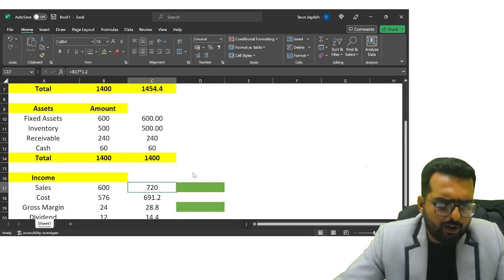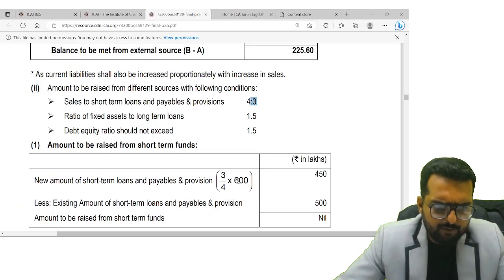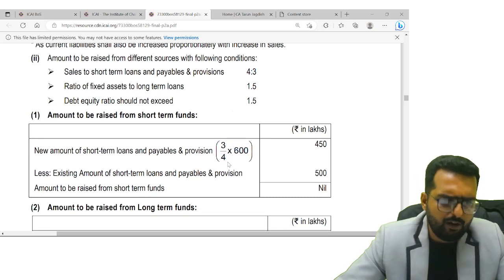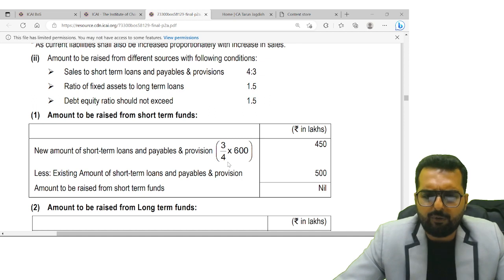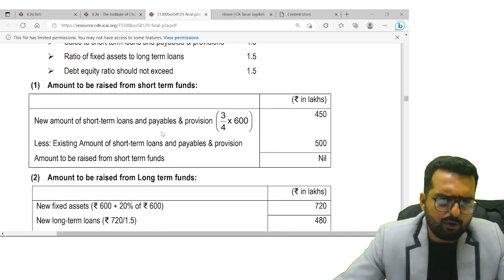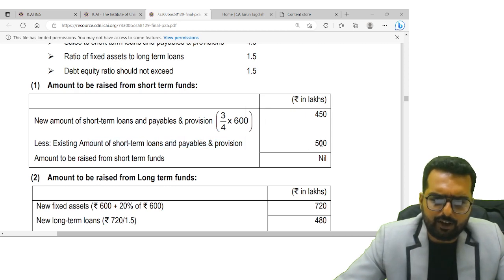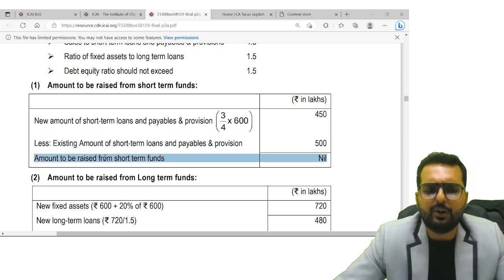But the sales has gone up to 720. Am I right? 720, yeah. So they have taken it over here still as 600 and done the solution. So that is also not fully correct, because they have clearly told the sales has gone up by 20%. So it has to increase. They have taken it this way, they got 450 less the already existing amount of short term provision, which is 500. So extra fund required is 0.